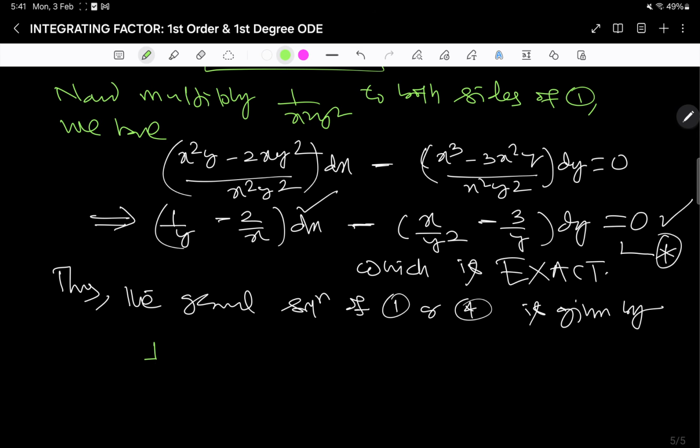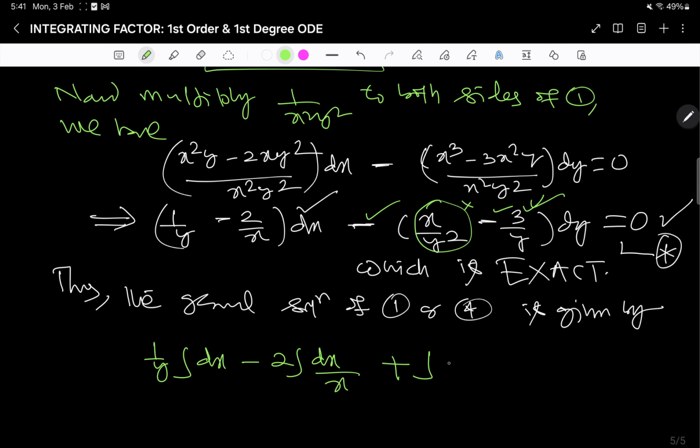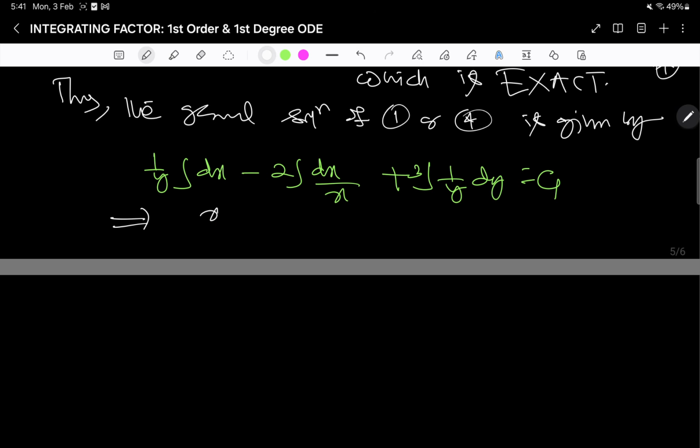Treating y as a constant, 1 by y integral of dx minus 2 integral of dx by x. It is not free from x, but it is free from x. It is integral of 3 into 1 by y dy is equal to some c1. So once you integrate it, it is x by y minus 2 log x plus 3 ln y is equal to c. We may leave it here or we can simplify it. Now this is my answer.